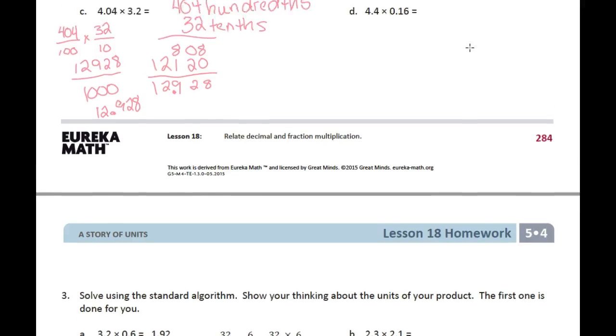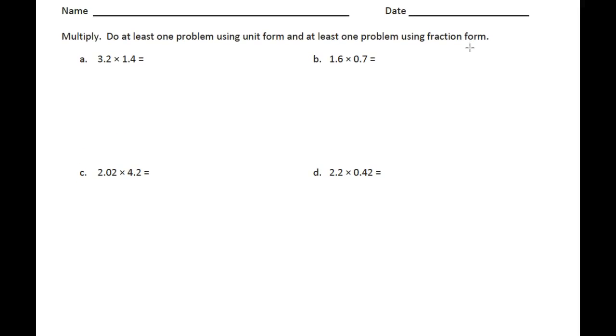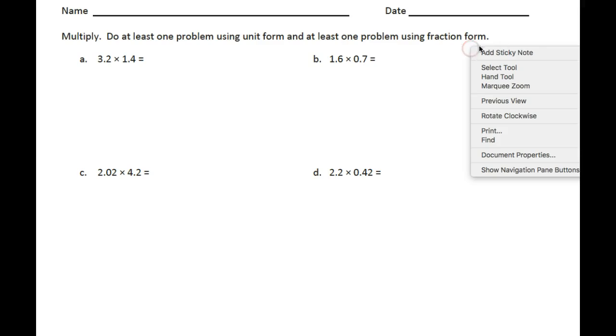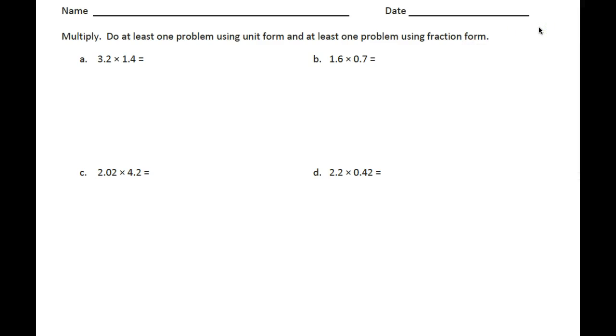So here is your problem set for your homework. Multiply, do at least one problem using the unit form, and at least one using the fraction form. So you can pick one of them and do it 2 different ways. So just pick one, either A, B, C, or D, and I would start with doing that unit form because that's actually calculating it. And then when you do the fraction version, it's calculated.